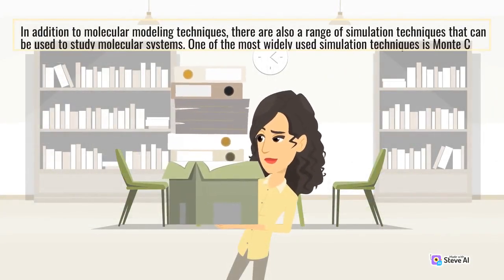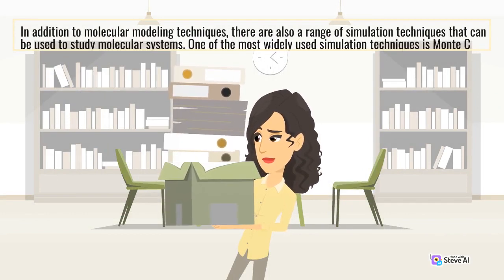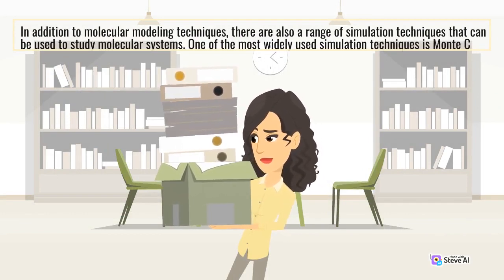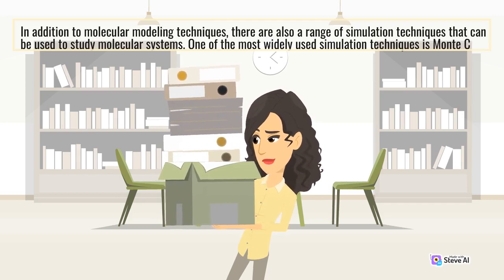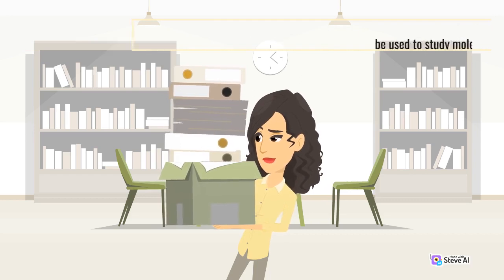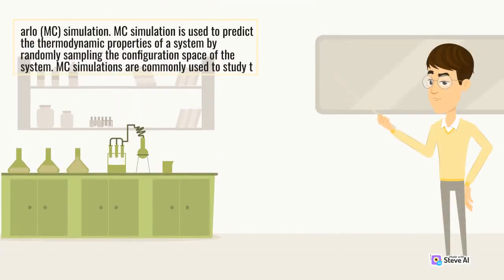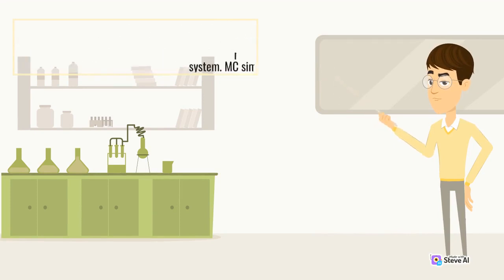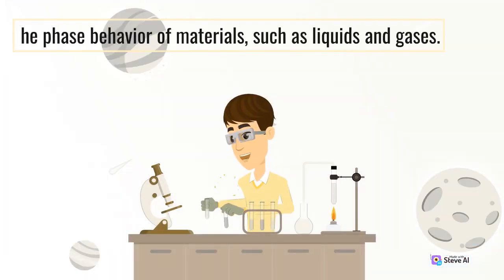In addition to molecular modeling techniques, there are also a range of simulation techniques that can be used to study molecular systems. One of the most widely used simulation techniques is Monte Carlo, MC, simulation. MC simulation is used to predict the thermodynamic properties of a system by randomly sampling the configuration space of the system. MC simulations are commonly used to study the phase behavior of materials, such as liquids and gases.